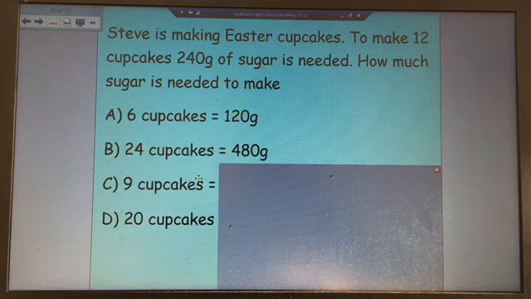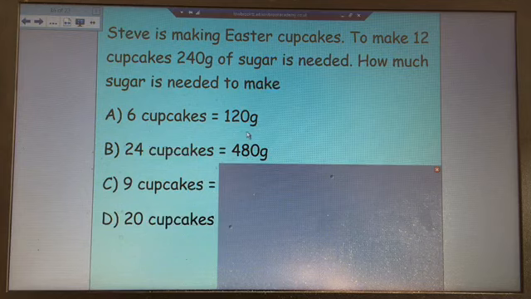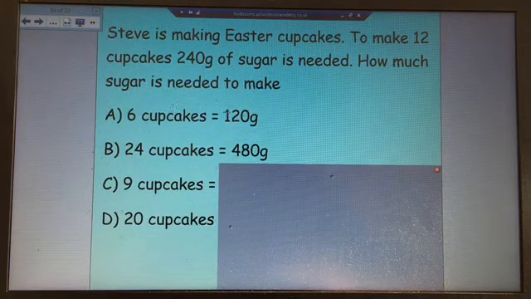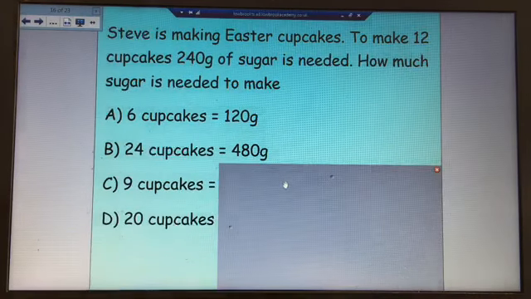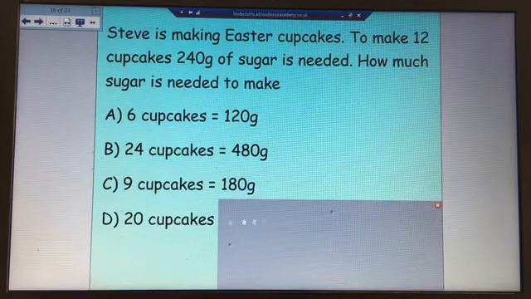9 cupcakes. Well, if for 6 cupcakes he needs 120 grams, then half of 6 is 3, which would make 60 grams. So 6 add 3 makes 9. 9 cupcakes, he would need 180 grams.